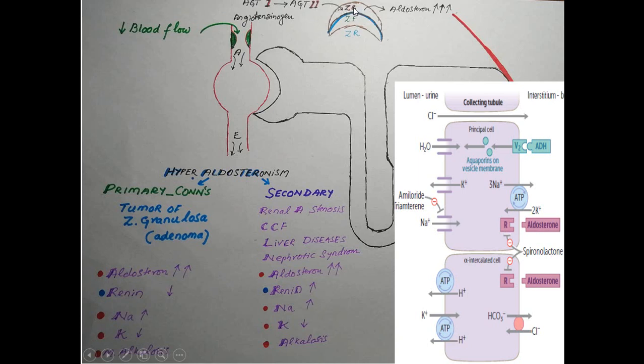Now these zona granulosa cells have a tumor, usually an adenoma, and they will cause the production of all the aldosterone, and the remaining process will be the same. So here one thing will be different: aldosterone is more, but renin will not be more, it will be less. So if renin is less, that means there is a primary tumor or Conn's syndrome. Other things, due to the effect of aldosterone, there is more sodium, less potassium, alkalosis, all these things will remain the same. So this was all about aldosterone and Conn's syndrome. Thank you very much.